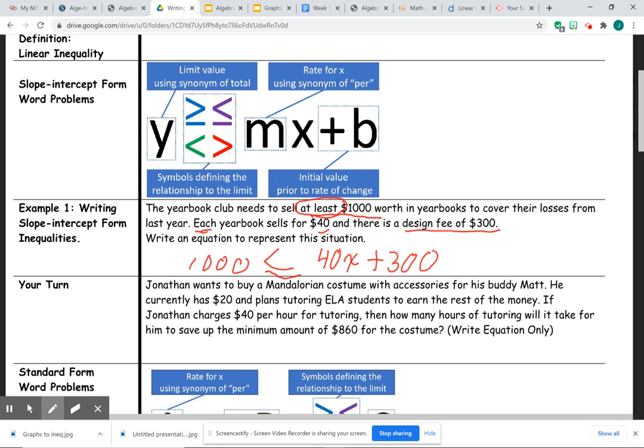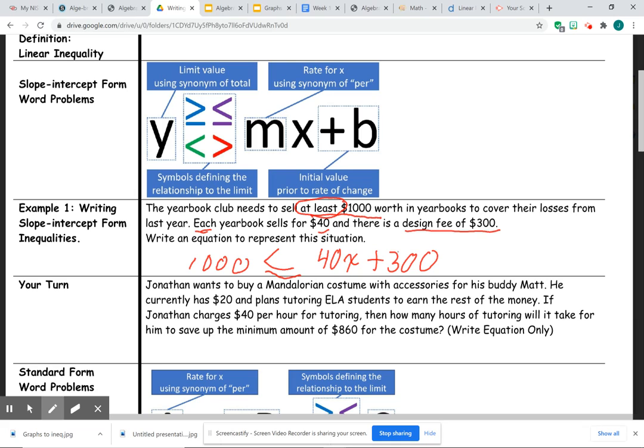Now I want you to try it on your turn. Pause the video, read through the scenario, and then write an equation in slope-intercept form. Jonathan wants to buy a Mandalorian costume with accessories for his buddy Matt. He currently has $20 and plans to tutor ELA students to earn the rest of the money. If Jonathan charges $40 per hour for tutoring, then how many hours of tutoring will it take for him to save up the minimum amount of $860 for the costume?